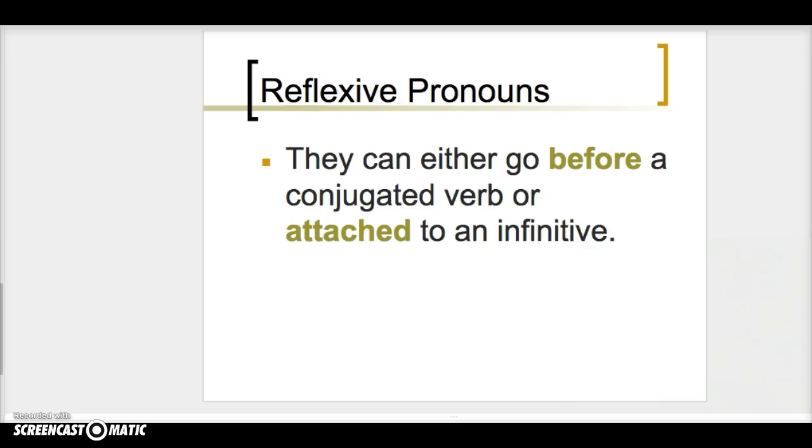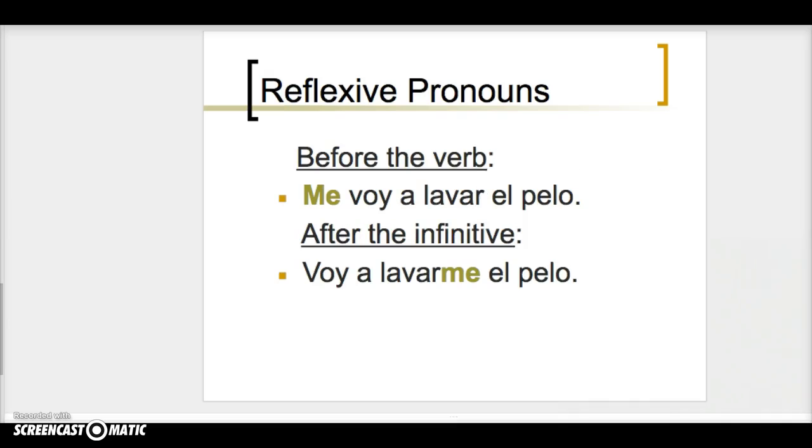Now, remember, like the indirect object pronouns, reflexive pronouns are very similar in the sense that they can go before a conjugated verb, or you can attach them to the infinitive. Take a look. Me voy a lavar el pelo. Here we've placed me in front of the verb. O voy a lavarme el pelo. In this case, I have attached the me to the infinitive.